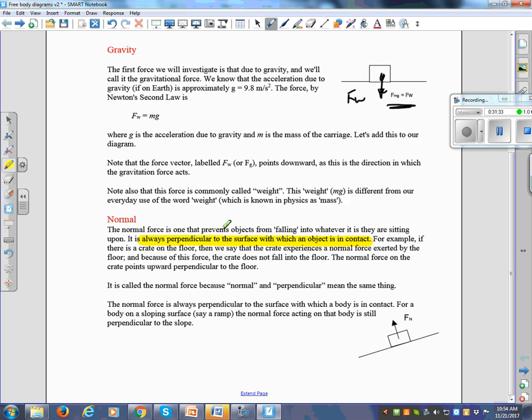For example, if there's a crate on the floor, we say that the crate experiences a normal force exerted by the floor. And because of this force, the crate does not fall into the floor. The normal force on the crate points upward perpendicular to the floor. It's called the normal force because the word normal and perpendicular mean the same thing. So up here, we would also include Fn. F for force, and then the subscript is the type of force. In this case, it's the normal force, Fn. Some books will label it like this. Rather than Fn, you might see it as F and then the upside down T, which of course in math means perpendicular. You guys know what perpendicular means?